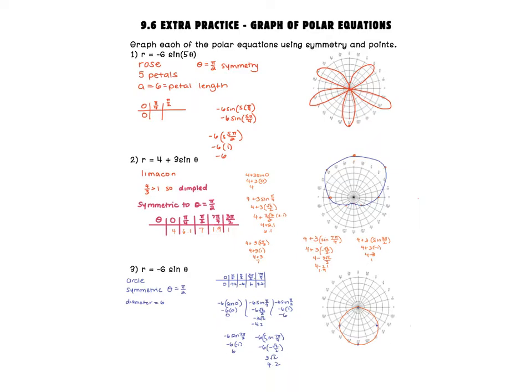But number 1, you want to be able to identify that that's a rose because it has the number in between, but R is not squared. It has 5 petals because the odd number that is next to it, you keep that. So it'd be 5 petals. And I know 6 is the length of the petals.